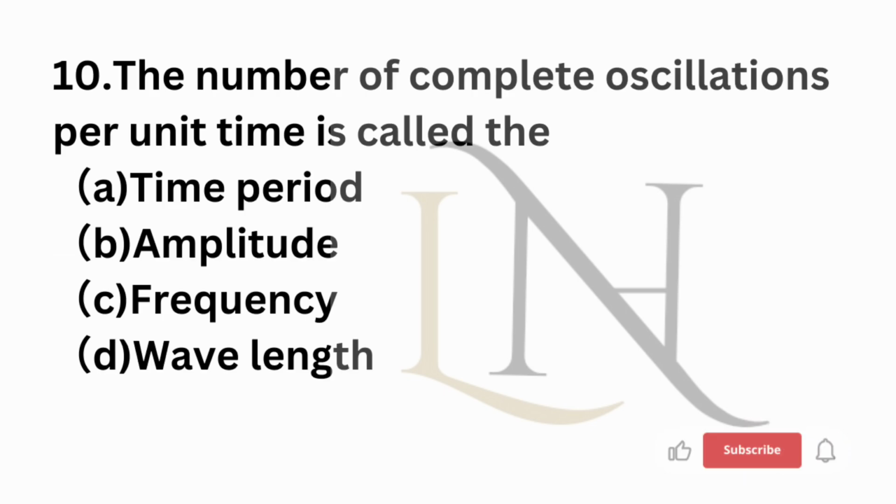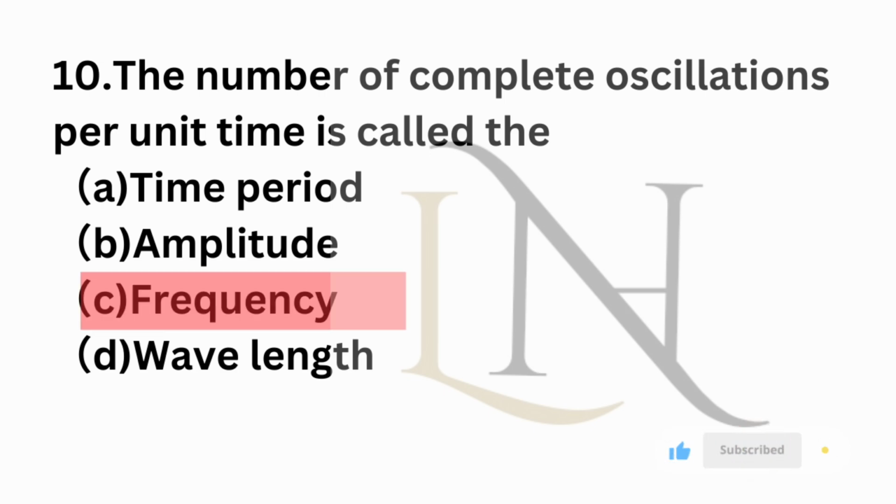The number of complete oscillations per unit time is called the: option A, time period; option B, amplitude; option C, frequency; option D, wavelength. Correct answer: option C, frequency. Next question.